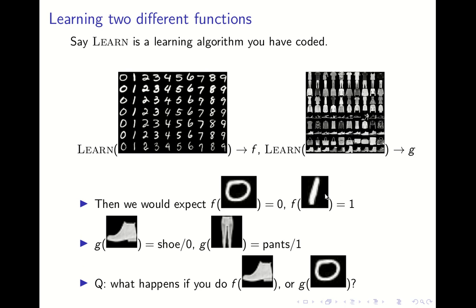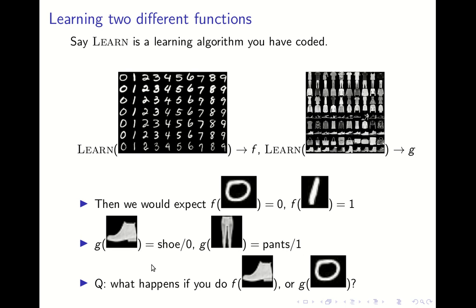So what we would expect, after having learned these two functions f and g, is that if we use f on one of these digit images, it's going to spit out a 0 or 1 for the corresponding images. Or if we use g on a shoe, it should spit out a 0 if 0 is the shoe class, and g of this pants image should spit out pants, or 1 if 1 is the integer that corresponds to the pants class.